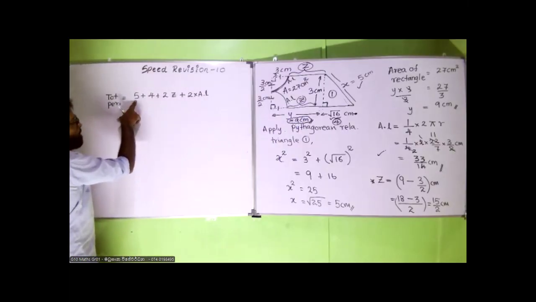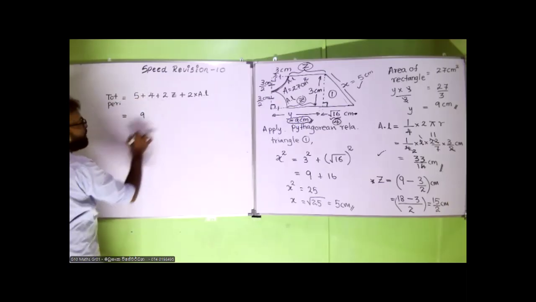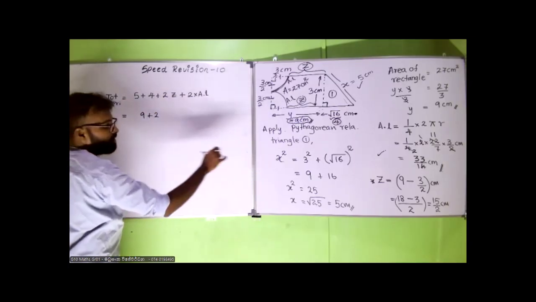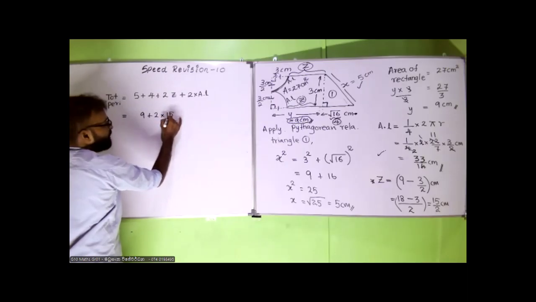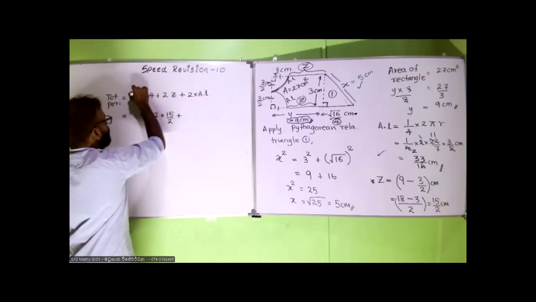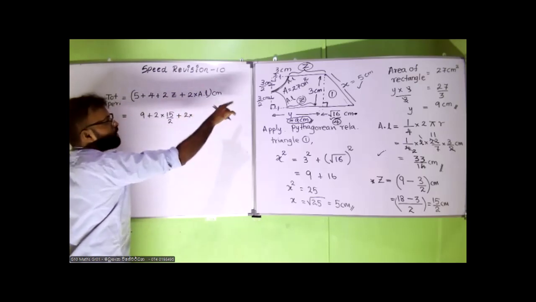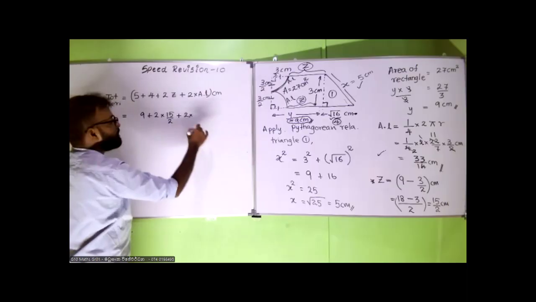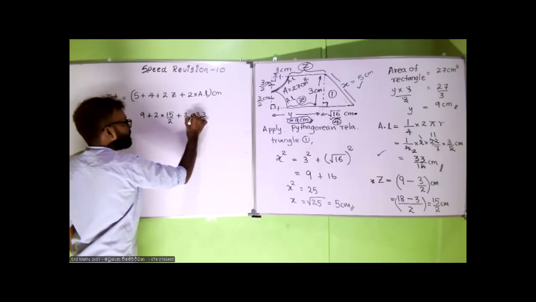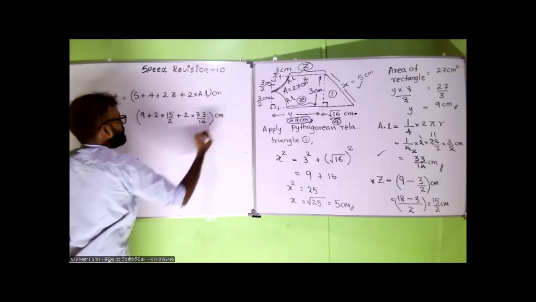Equal mark 5 plus 4. 5 plus 4 is equal to 9, plus 2 times Z. 2 times Z means 15 divided by 2, plus 2 times the arc length. All of these are centimeters. Arc length is 33 divided by 14. All of these things are in centimeters.